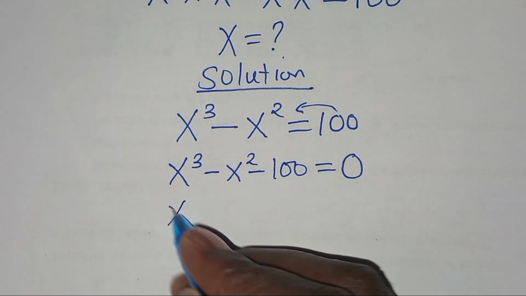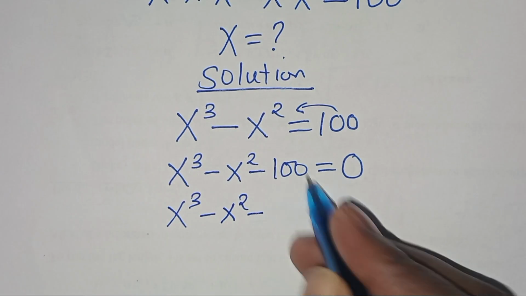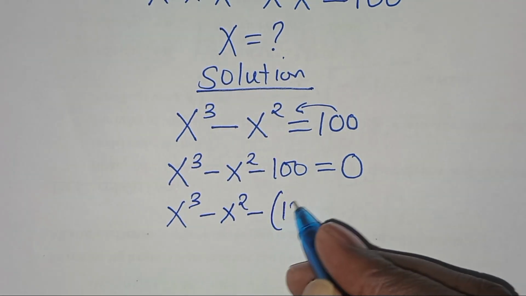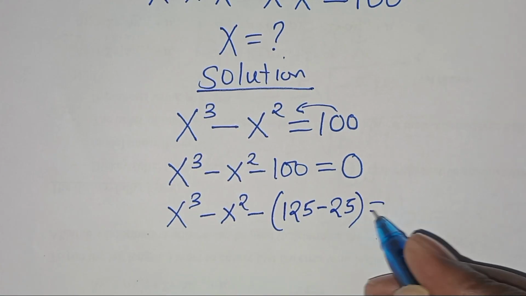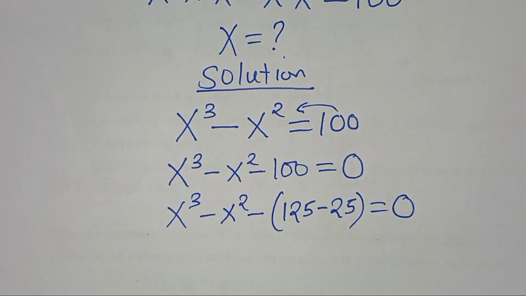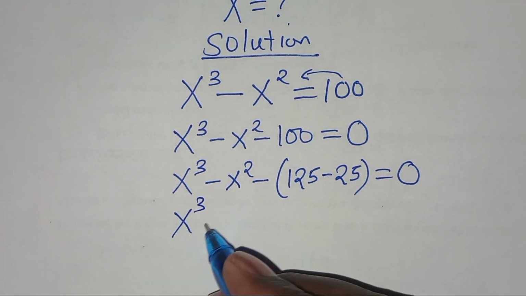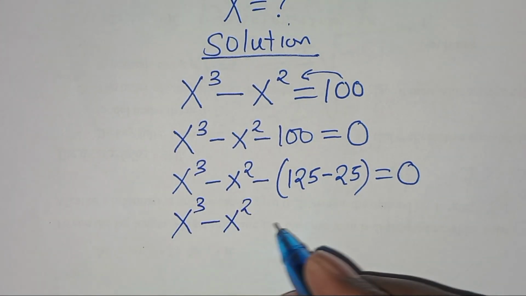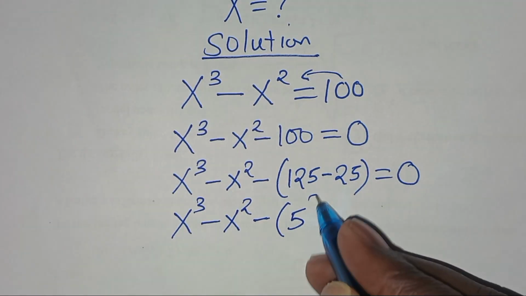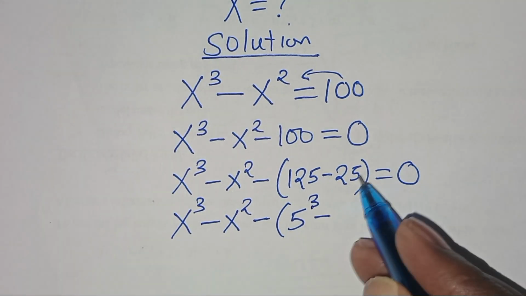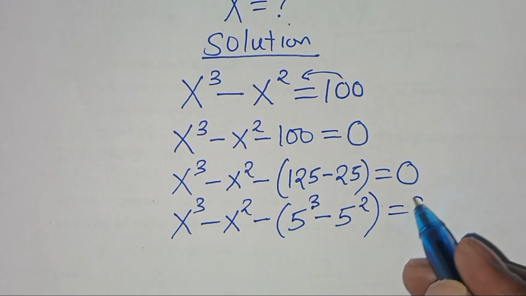So this is x to power 3, subtract x to power 2, subtract 100, which we can express as 125 subtract 25, this is equal to 0. Now from what we have here, this is x to power 3, subtract x to power 2, subtract 125, this can be expressed as 5 to power 3, subtract 25, which is 5 to power 2, this is equal to 0.